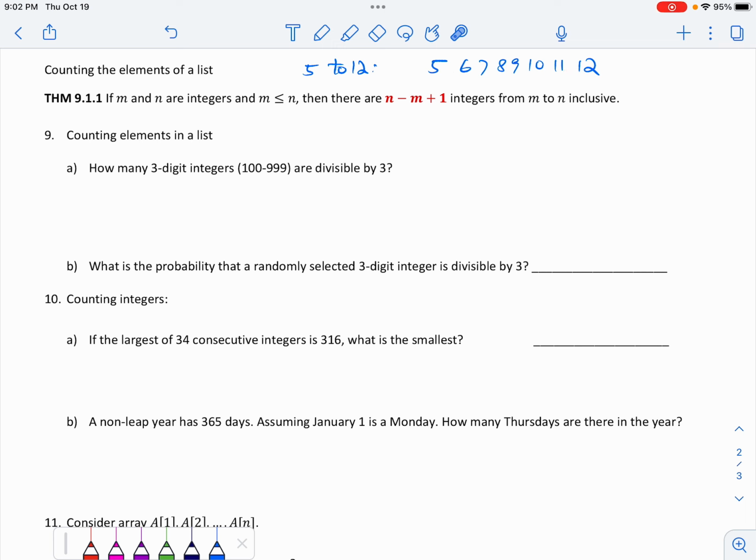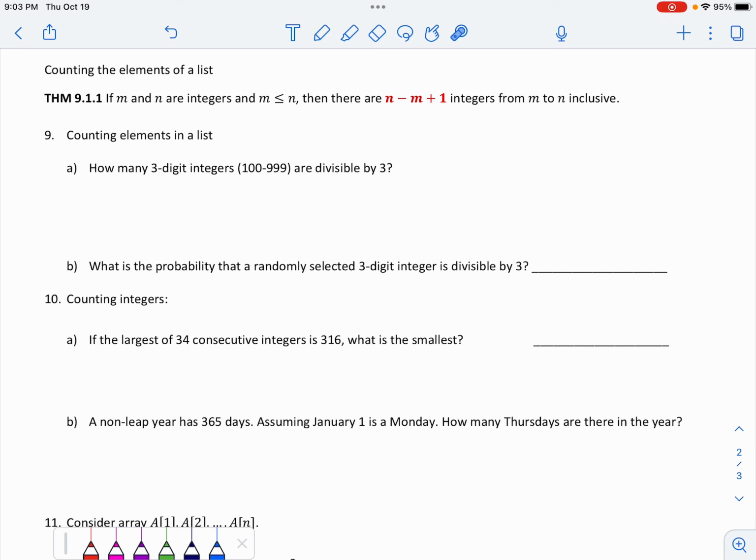So the formula becomes: 12 minus 5, which is 7, will miss 1, so you have to add 1 to count correctly. Of course, that's not a rigorous proof, but it shows you how you can count. So here's the theorem that we'll be using. If m and n are integers and m is less than or equal to n, then the number of integers from m to n inclusive, including m and n, is n minus m plus 1. Don't forget to add 1.